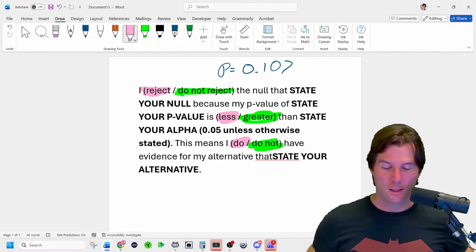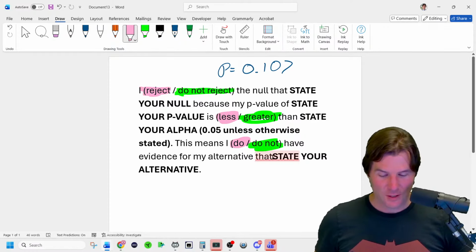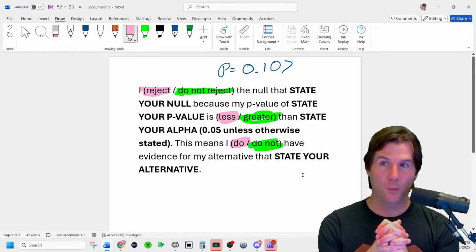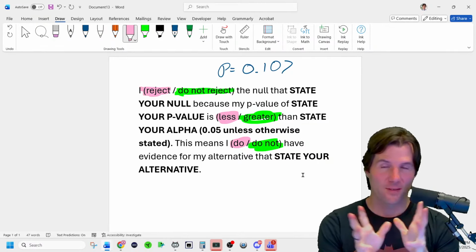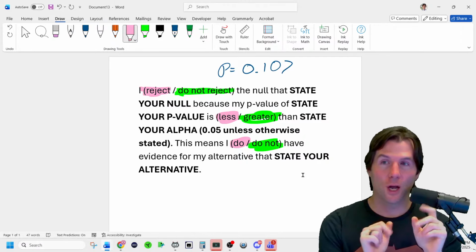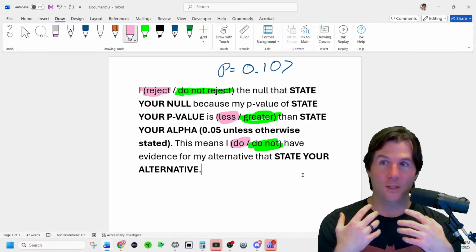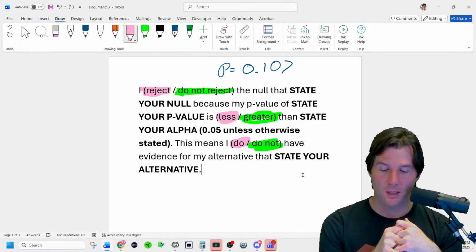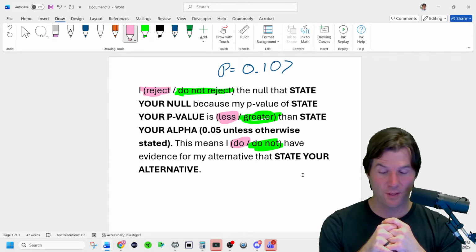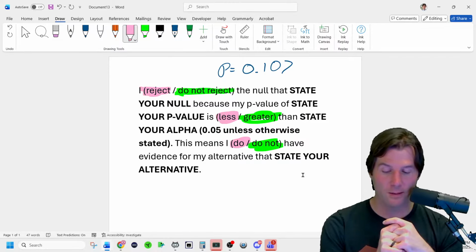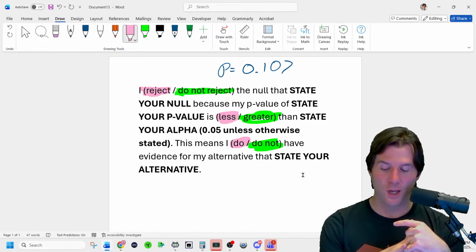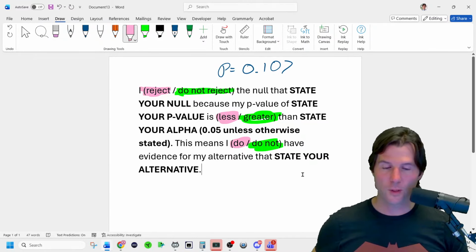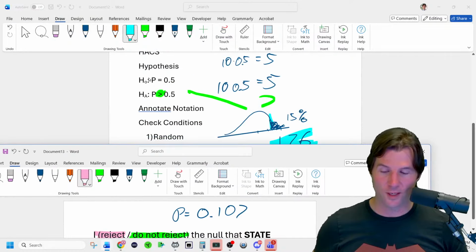Okay. So the way this would go, and good to see Ashlyn, is once again, our p-value is 0.107. I do not reject the null that 50% of students have been to In-N-Out Burger because my p-value of 0.107 is greater than my alpha level of 0.05. This means I do not have evidence for my alternative that more than 50% of students have gone to Taco Bell. Notice when I'm stating the alternative and the null, I'm just reading this.